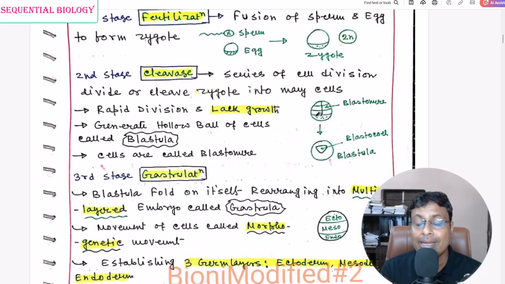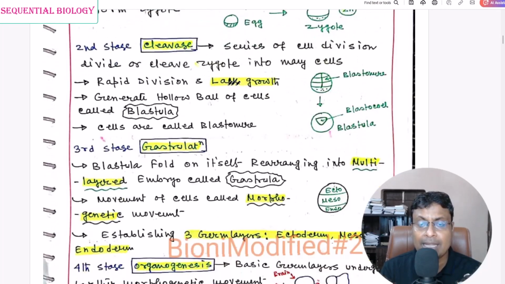And the yolk-laden portion, usually the cleavage is slow, and this will form the macromere. So cleavage is nothing but a series of cell divisions that divide the zygote. The zygote will be transformed into many cells, and these cells are known as blastomeres. And this is rapid division with lack of growth.